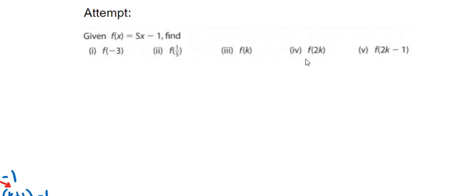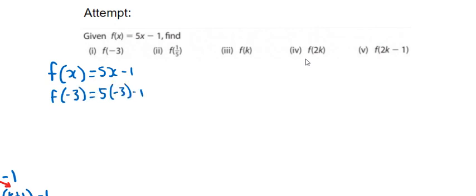So the first one here, f of x equals 5x minus 1. So f of minus 3 they're asking us for would be 5 multiplied by minus 3, minus 1. So 5 multiplied by minus 3 is minus 15, and then I have to take away 1. So minus 15 take away 1 is minus 16.